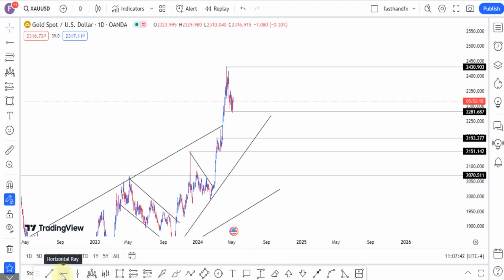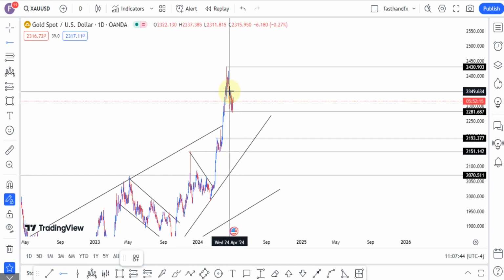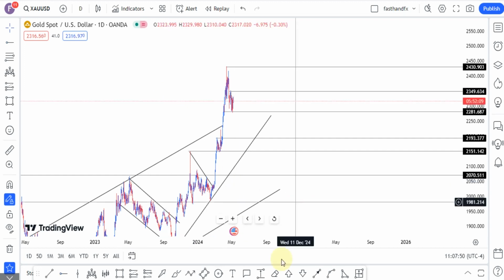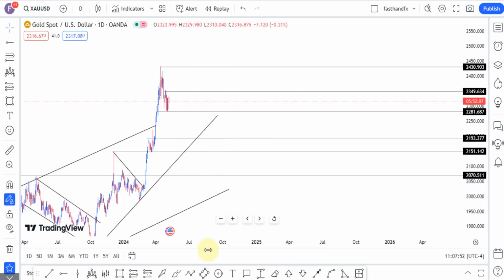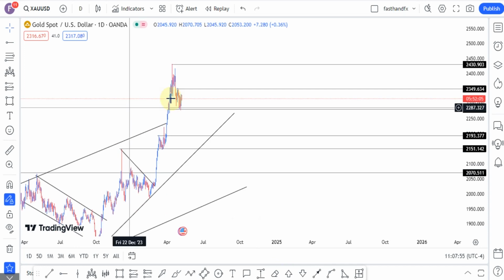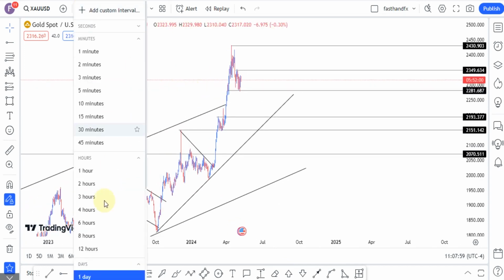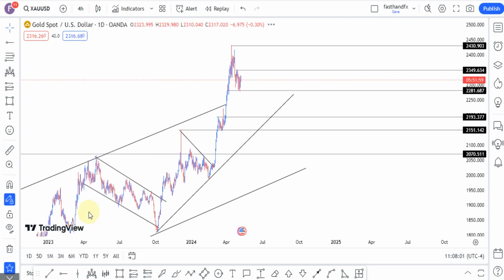So we first of all mark these key areas from the bigger time frames. I'm marking mine here, just like that. Then now we go to the lower time frame, and for this case we are going to the daily time, to the 4-hour time frame and see what the market is doing there.